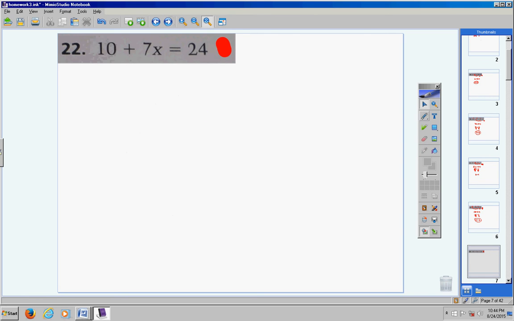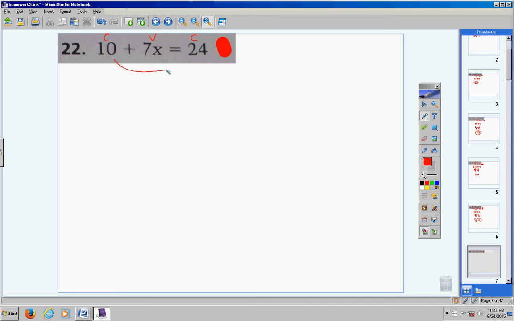Number 22. We are going to simplify both sides. There's no simplifying here or here that I can do. Step 2, eliminate fractions or decimals. There's none of those. Step 3, get your variable terms on one side and constant terms on the other. This is constant, variable, constant.